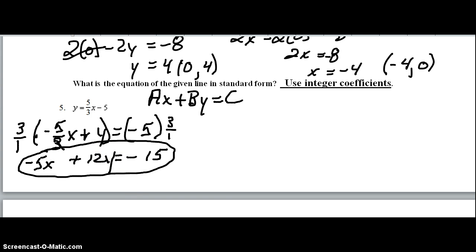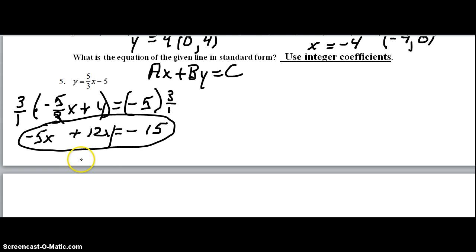Put my y there, don't forget that. Oh, I think I made a boo-boo, didn't I? That should be just 3y.